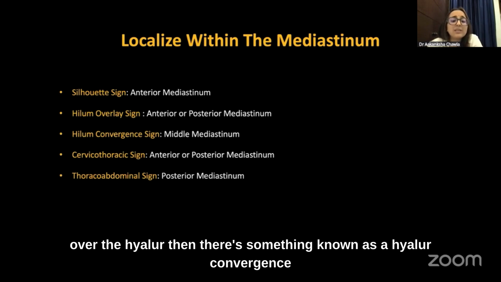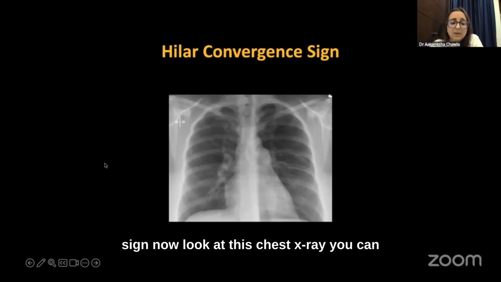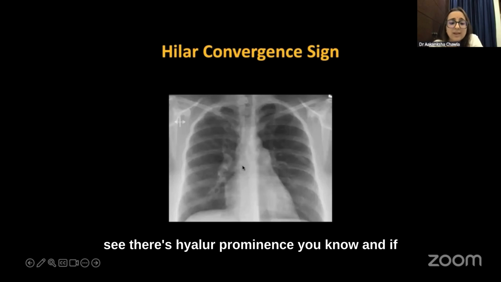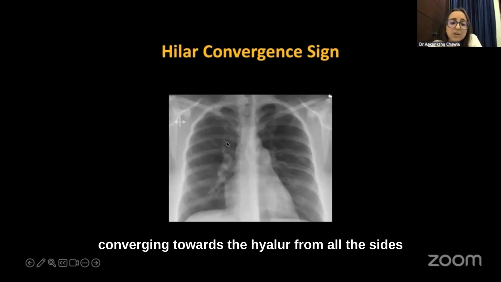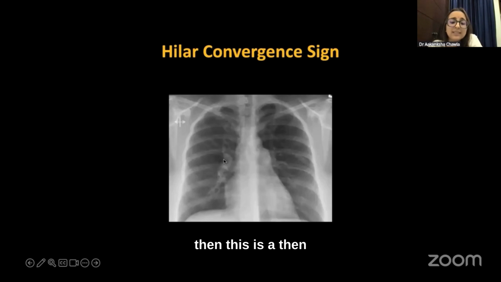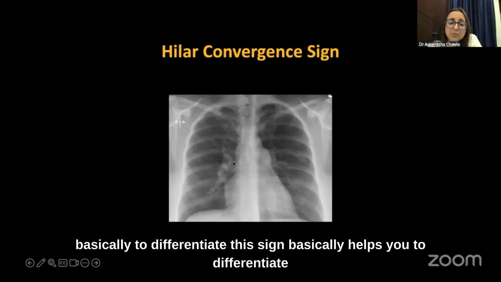Then there's something known as the hilum convergence sign. Now, look at this chest X-ray. You can see there is hilar prominence. And if there is a hilar prominence and there are vessels which are converging towards the hilum from all sides, then this helps you basically to differentiate.